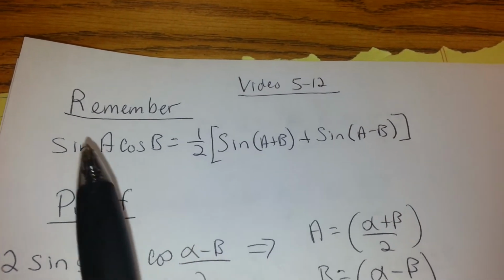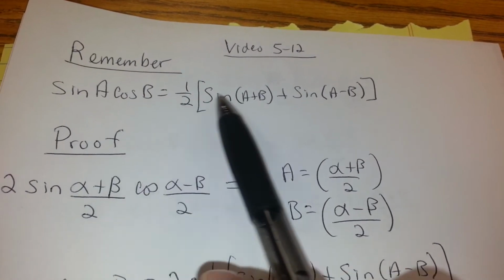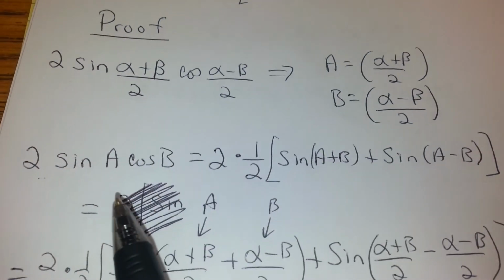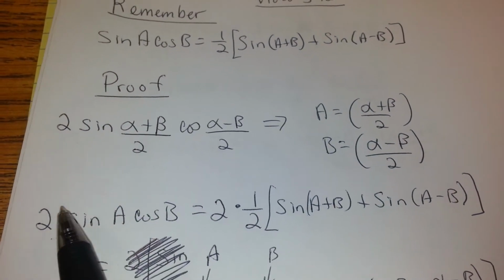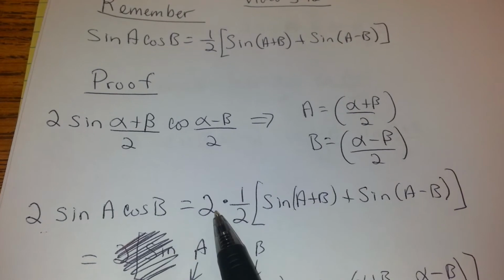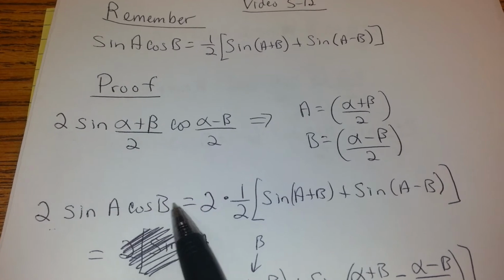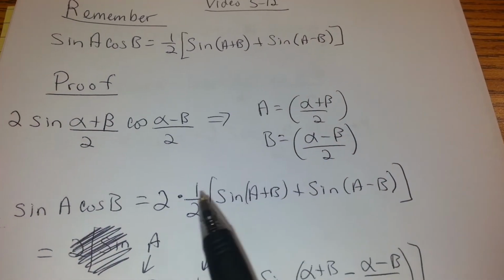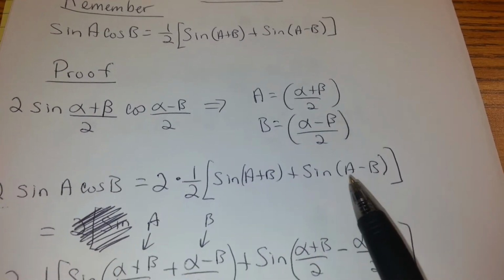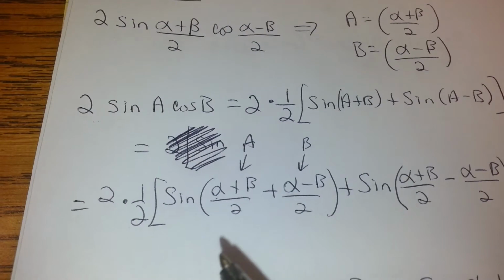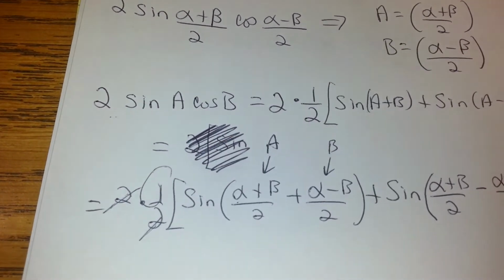Notice this is right here, sine A cosine B, except we've got a 2 there. So I'm going to plug in the sine A cosine B formula here. 2 sine A cosine B means I have 2 of those sine A cosine B's. So I've got 2 sine A cosine B equals 2 times, and here's that formula we know, 1/2 [sine of (A plus B) plus sine of (A minus B)]. Notice the 2 times 1/2 is going to cancel out and just be 1.